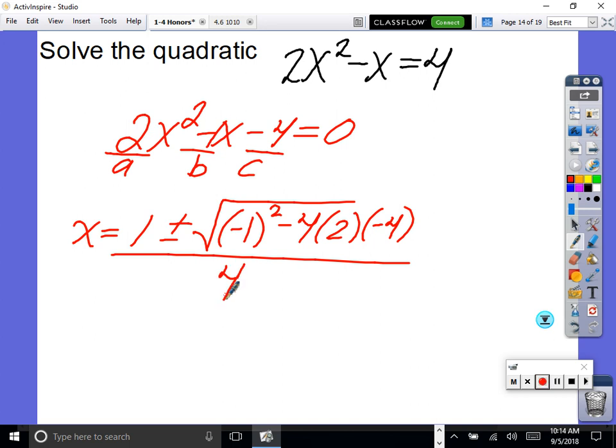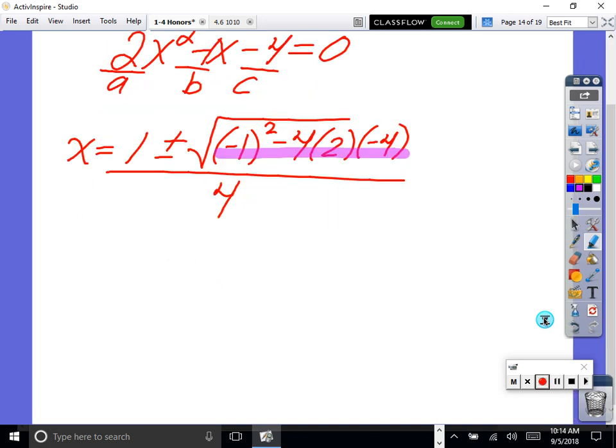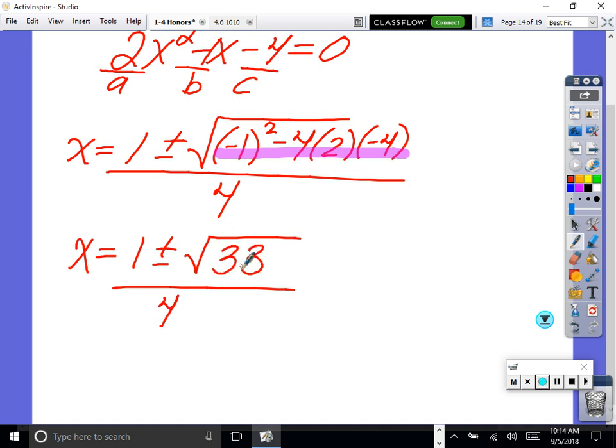Yes. Now remember, your next step, the requirement is to calculate that and only that. Type it in. Only that. Don't type in the square root part. Tell me what's under my radical here. x equals 1 plus or minus the square root of what? Did everybody get 33?